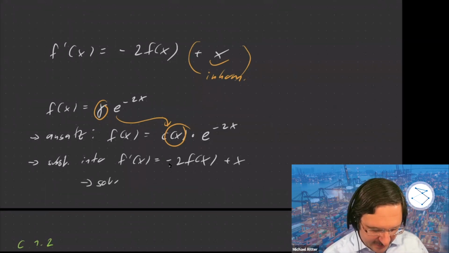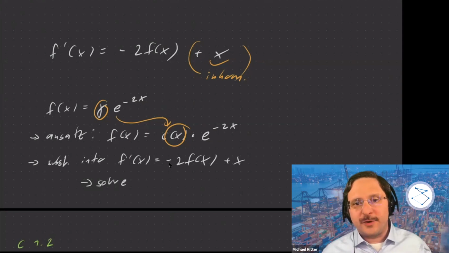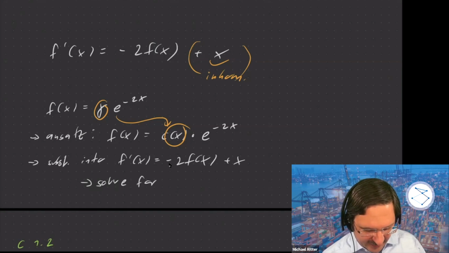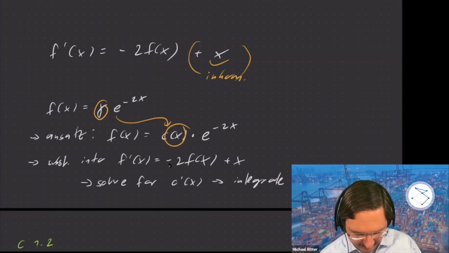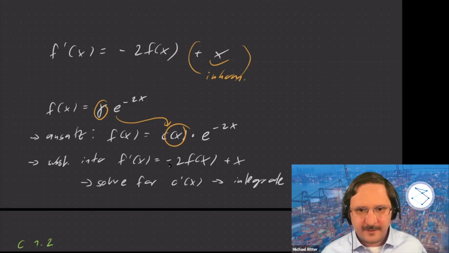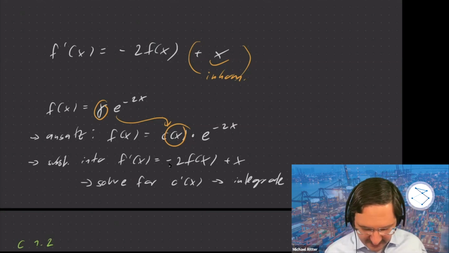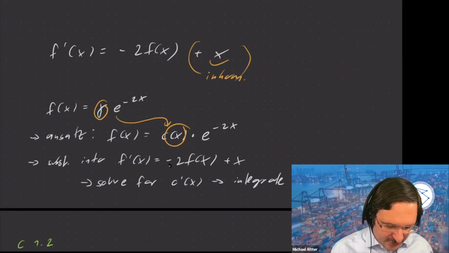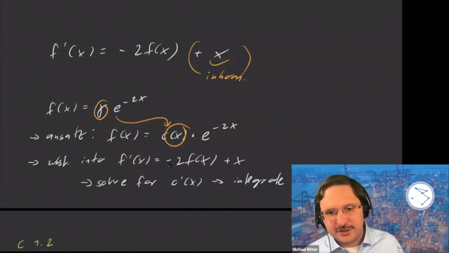And once you do that, you will get a term where the c's vanish, but the c prime will stay. And what you can then do is solve this for c prime of x and then integrate. Integrate to obtain c. And that in turn gives you a solution for the inhomogeneous problem. So once you have that c, you can just use that here in place of the constant. So this, with the c that you obtain, is then a solution to this inhomogeneous problem.